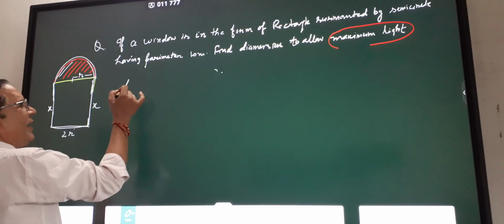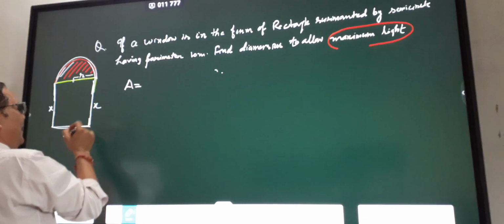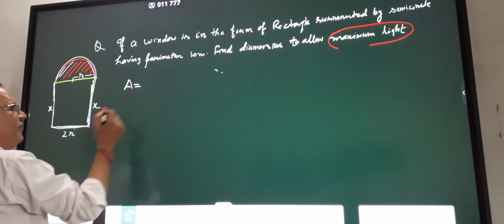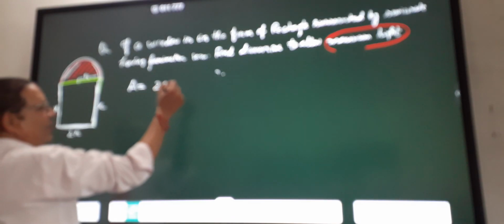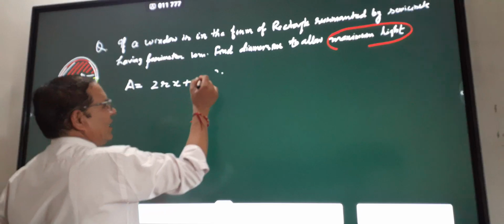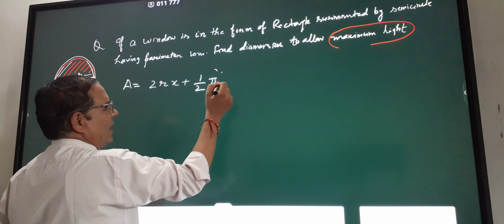So now we have to construct the function for area. What will be the area? Length into breadth. This is length, this is width. It is 2r into x, plus the area of the semicircular region, which is half pi r square.